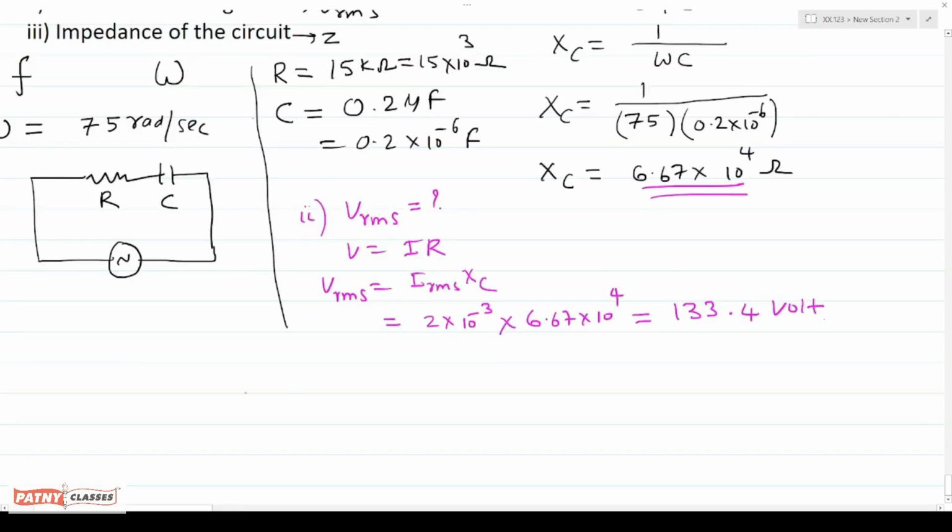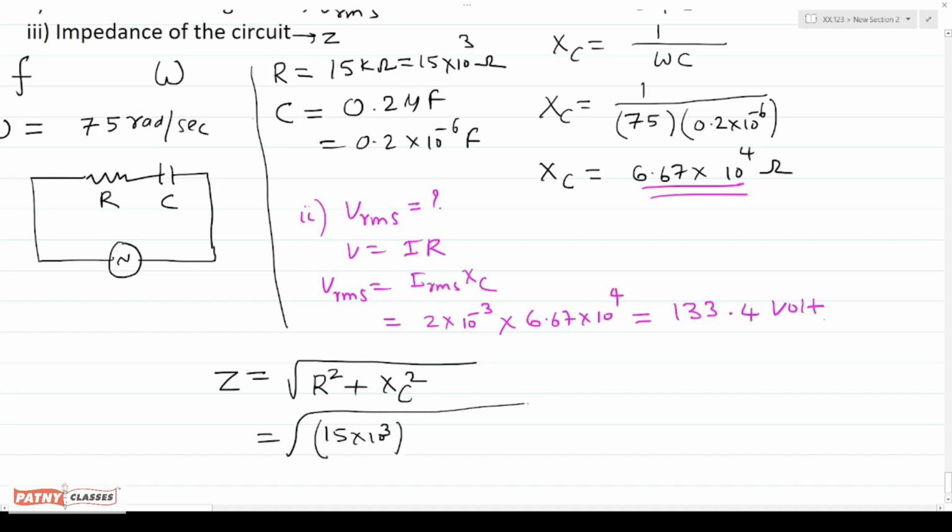Now we need to find out the impedance of the circuit. The impedance of the circuit Z equals to under root of, it is a RC circuit, therefore R square plus X square. R value is nothing but 15 into 10 raised to 3 ohms, that is 15 into 10 raised to 3 whole square plus XC value 6.67 into 10 raised to 4 whole square. Now we will simplify this.